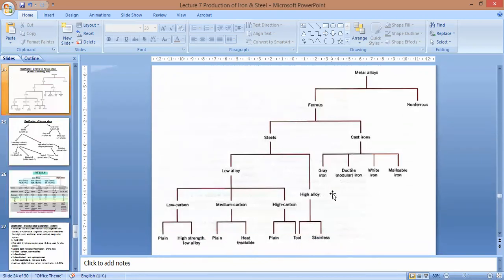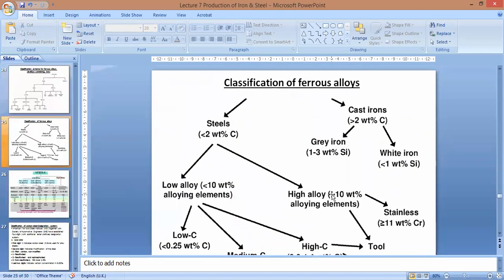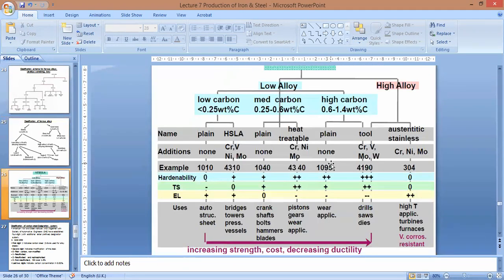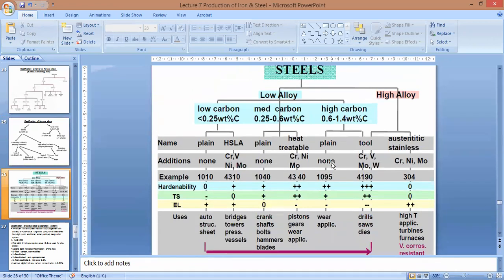So what I'm interested in you knowing, this is also important, is the uses for steels.